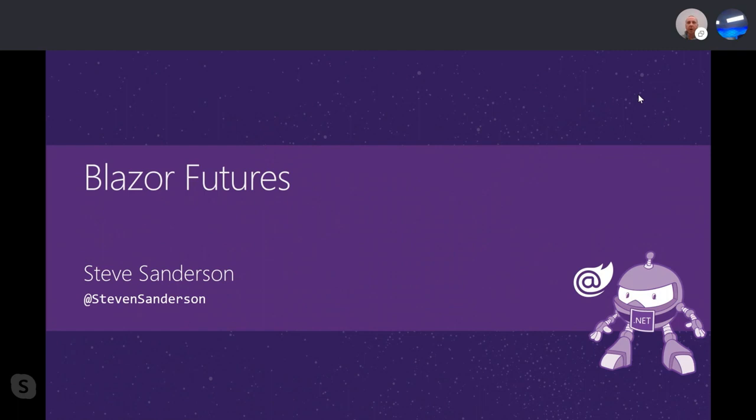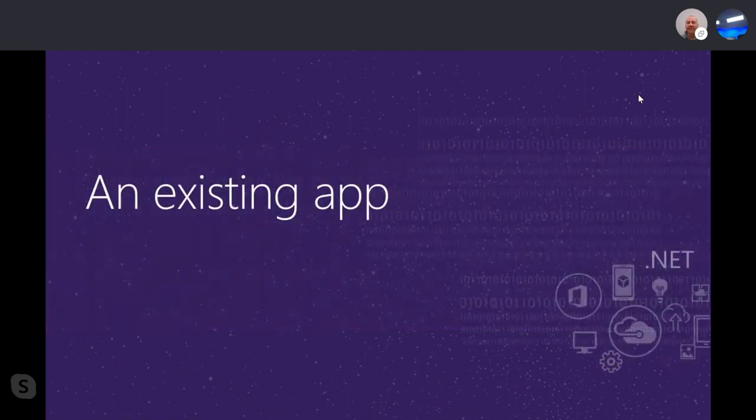So what I want to do with this talk is start with an existing Blazor application, an application that we've had around for a little while, and I'll show you how we could add some cool new features to it using things that we've not actually shipped yet but are thinking about doing.